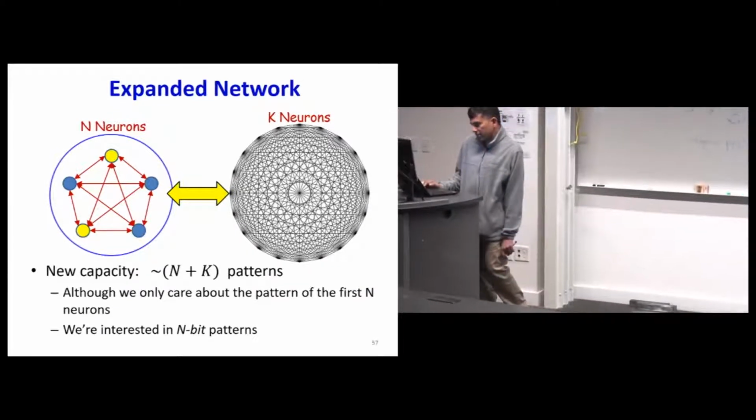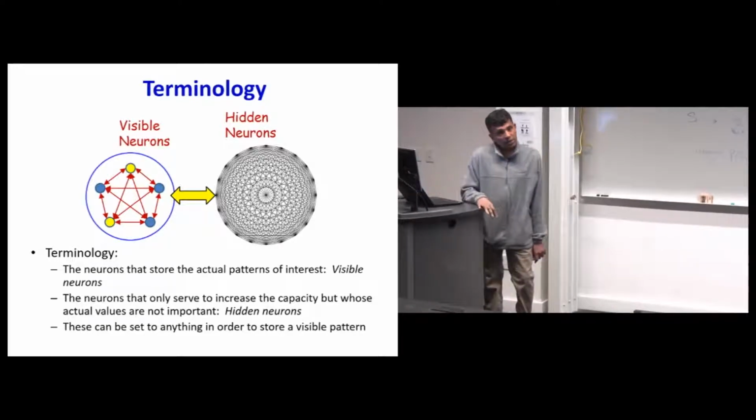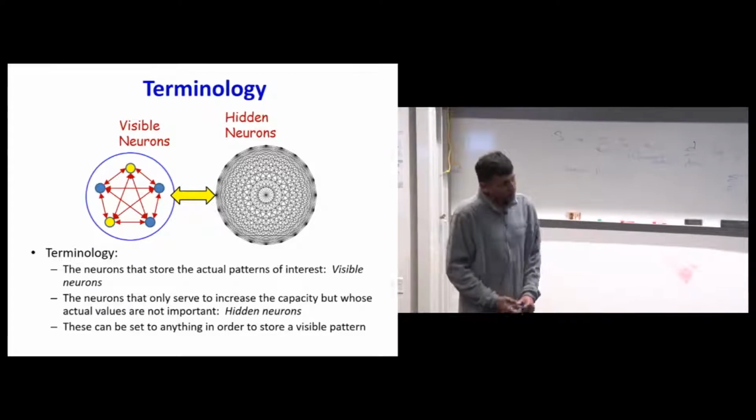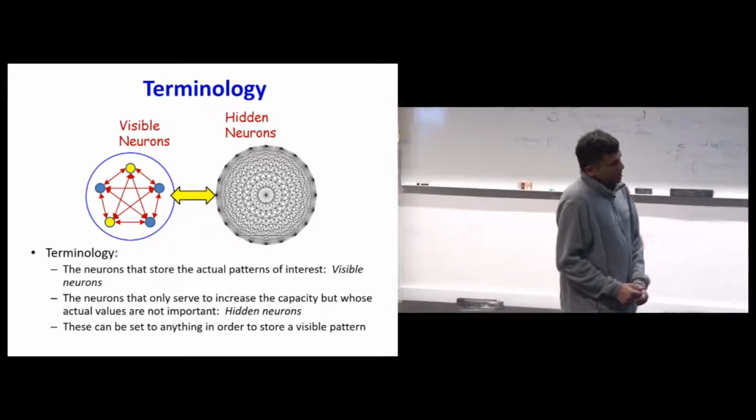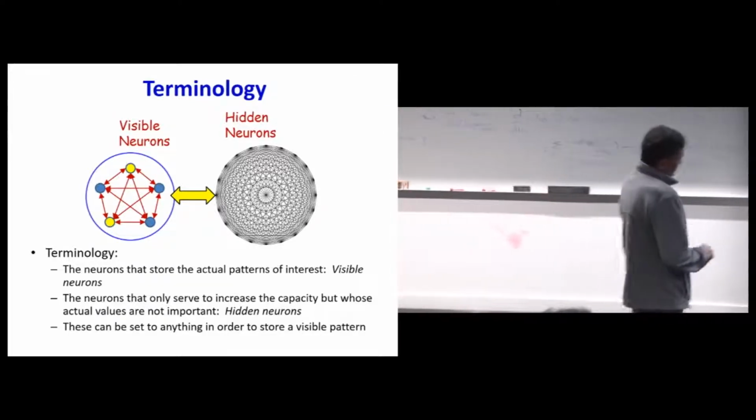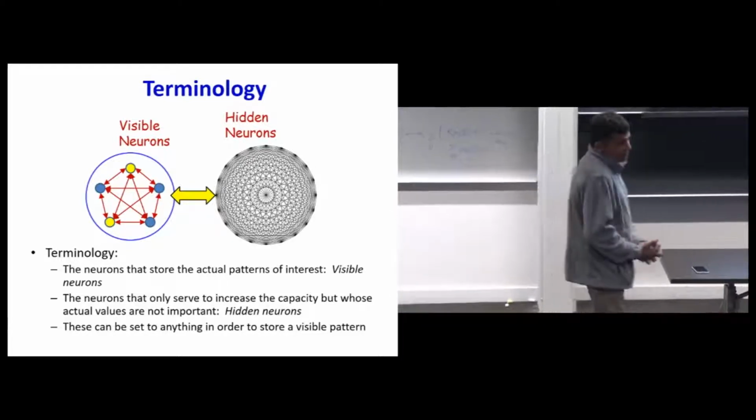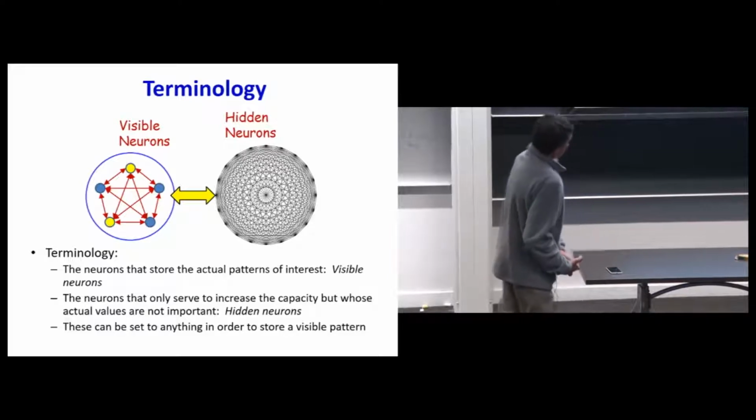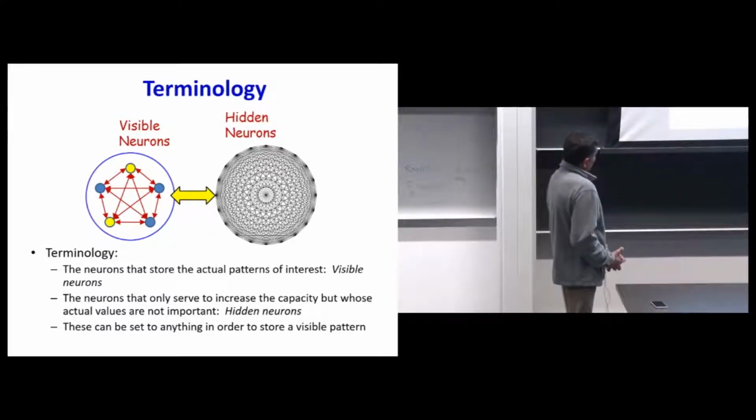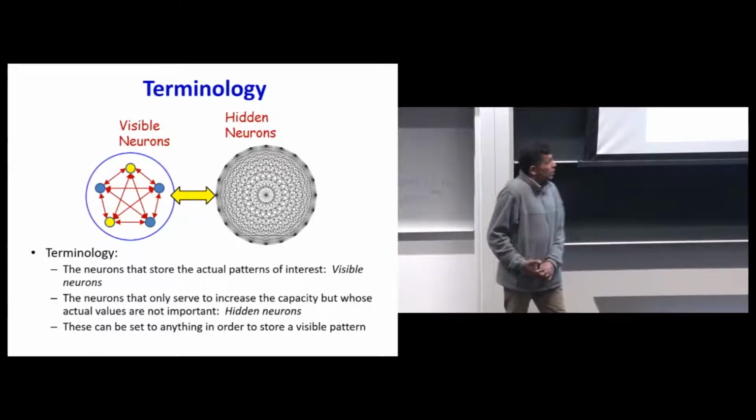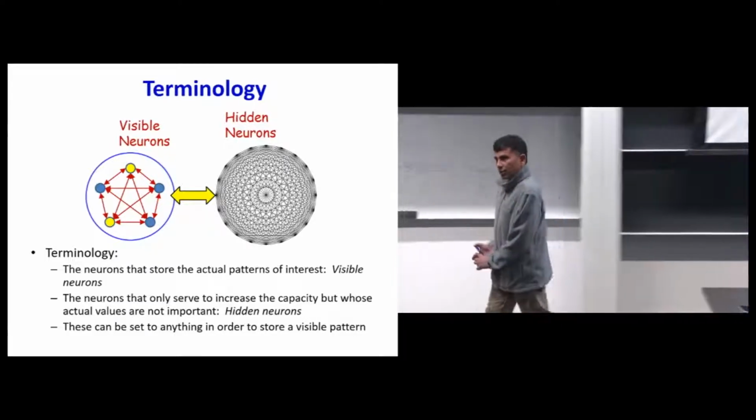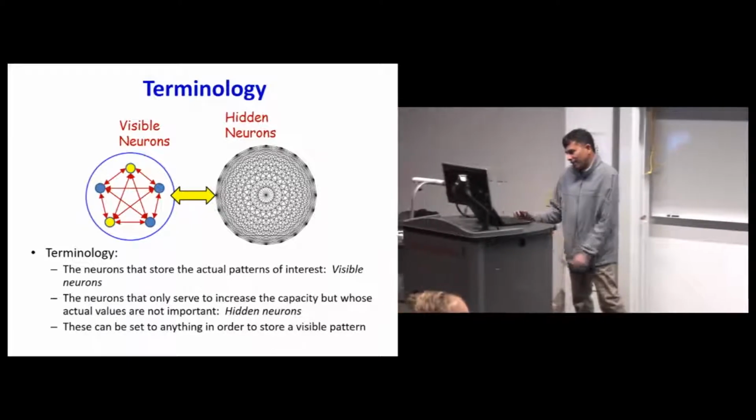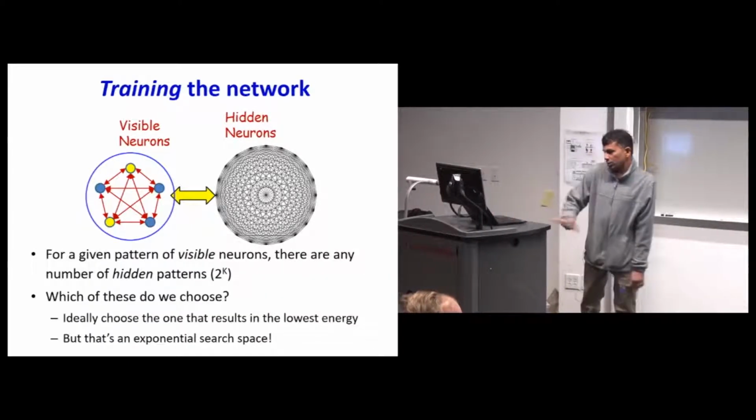So we are interested in n bit patterns. And the terminology we introduced was that the bits we are going to look at, we call the visible neurons. And the ones that we don't care about, whose value doesn't really matter, we call the hidden neurons. So the neurons that store the actual patterns of interest are the visible neurons, and the ones that only serve to increase the capacity of the network but are not otherwise important are the hidden neurons, right? They can be set to anything in order to store a visible pattern.